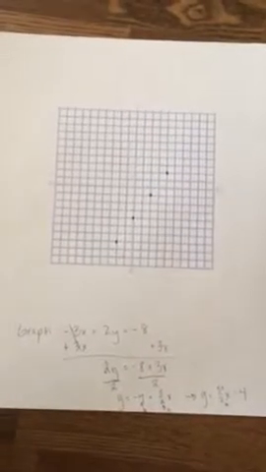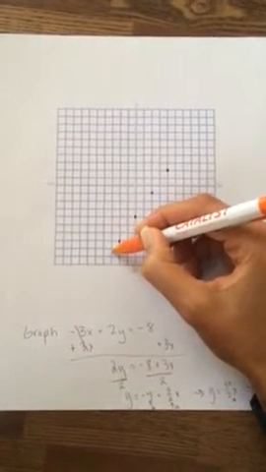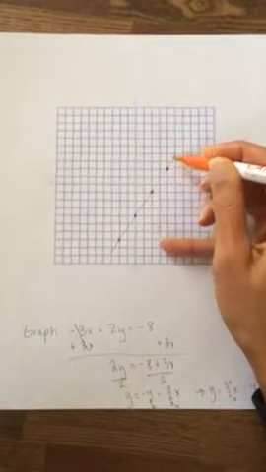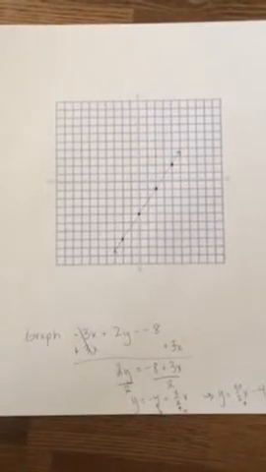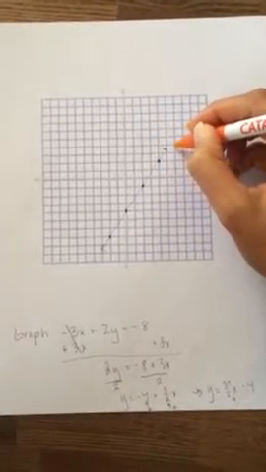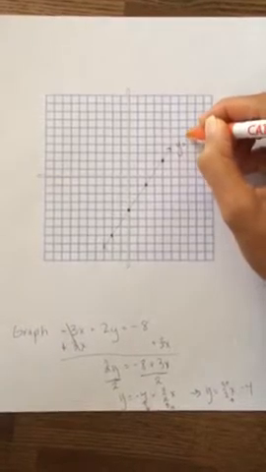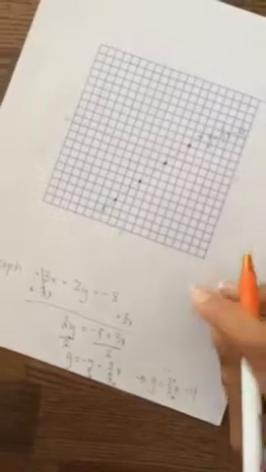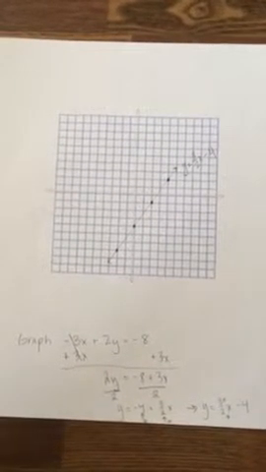I don't have a ruler right now, which is pretty bad, but I'm going to connect these points with a straight line. Arrows on both ends because this goes on forever. And then just in case we were working with a system, I would label this equation y equals 3 halves x minus 4. And that is how you graph a linear equation without a calculator.